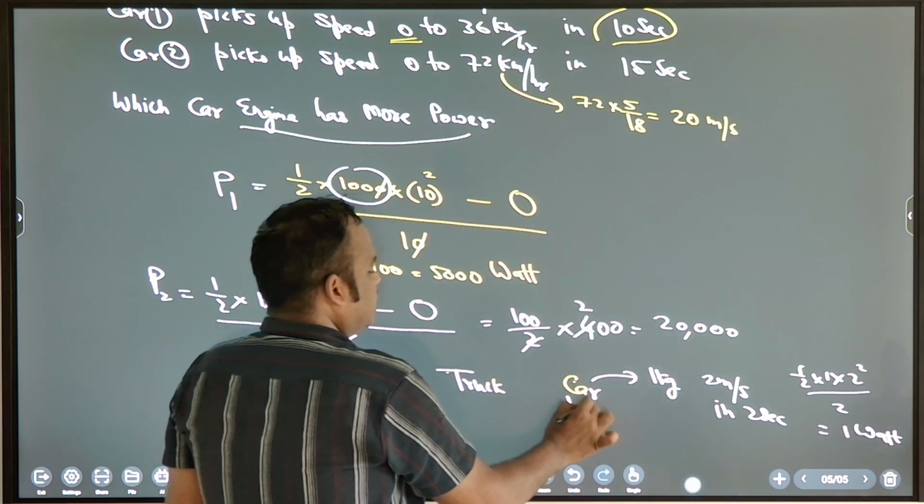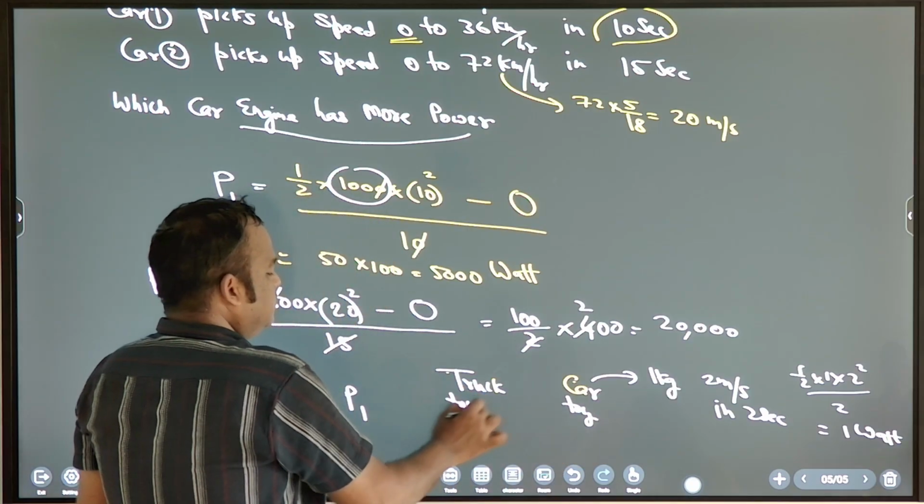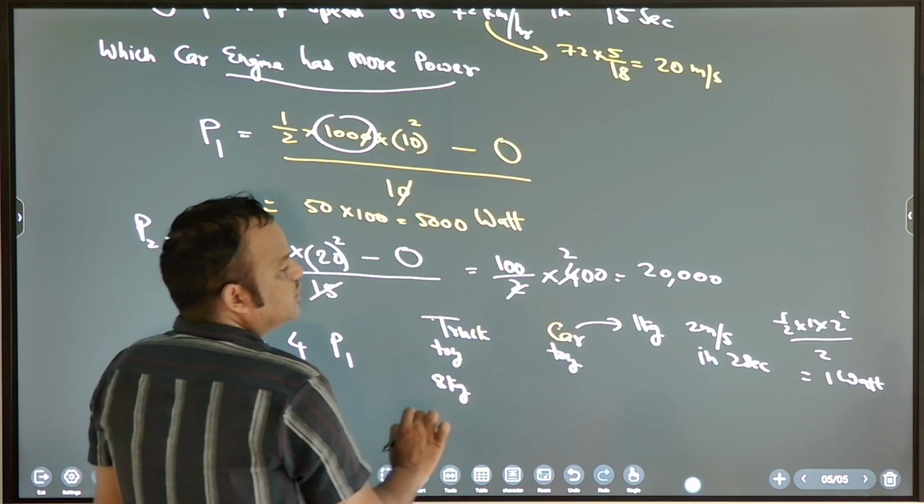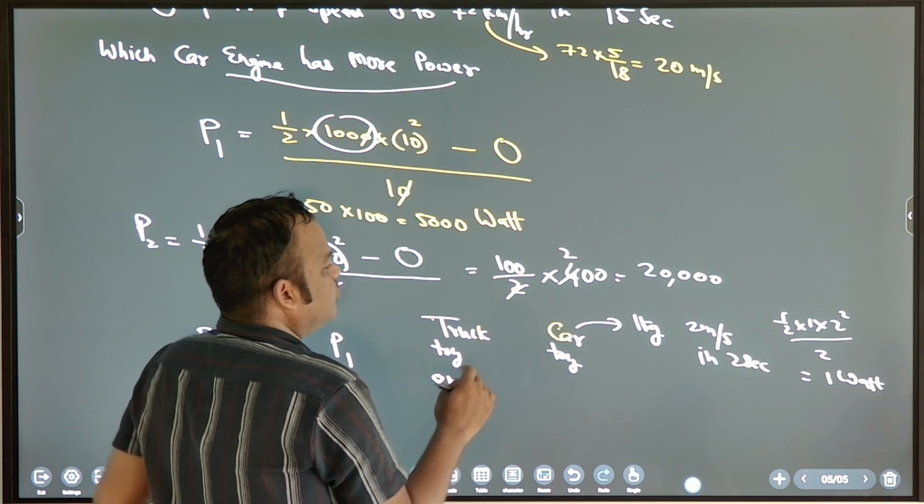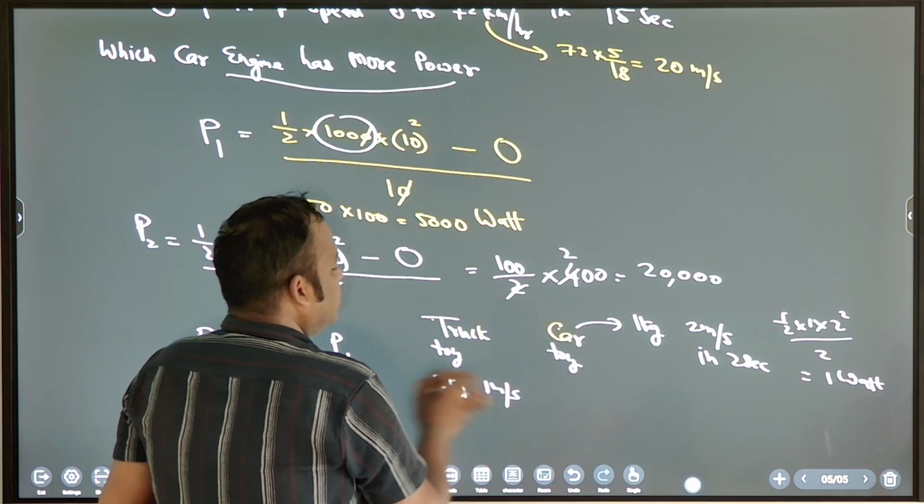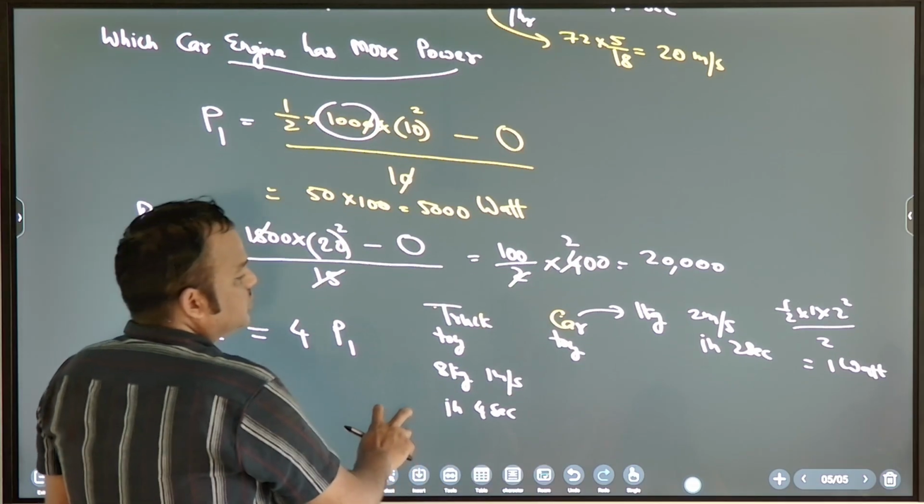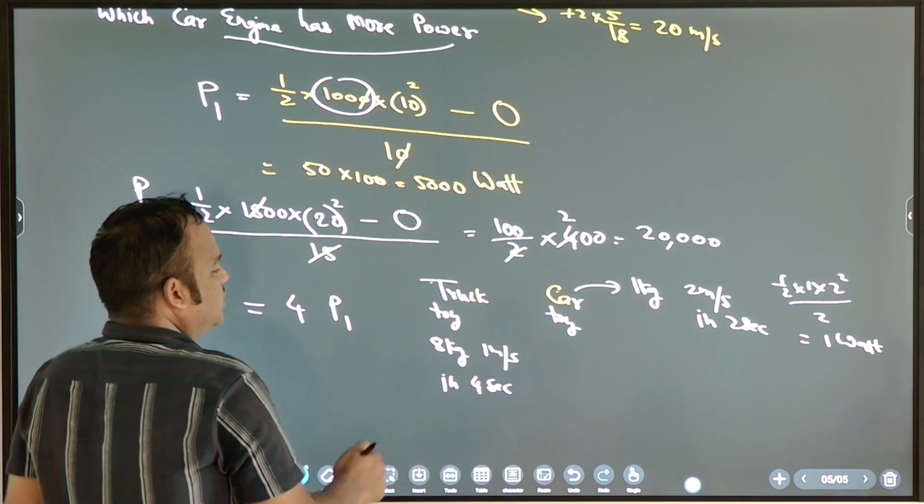Okay, this is the toy car. This is also a toy truck. Now the truck has more mass, say 8 kg, but it is not going at more speed. It is going only 1 meter per second in 4 seconds. So now you tell me how much is the power?